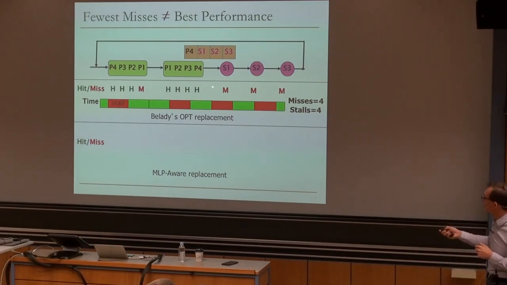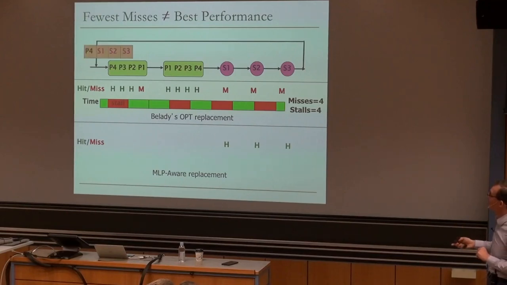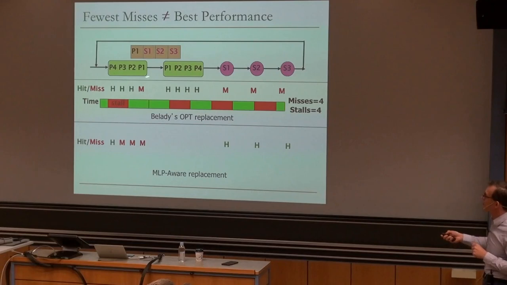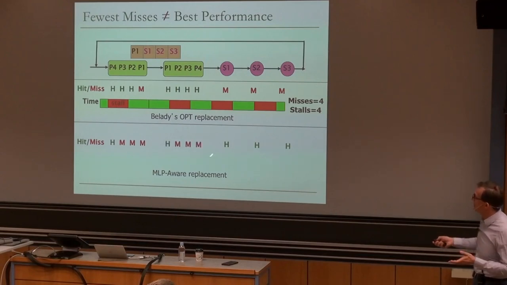And the state of the cache at this point will be P4, S1, S2, S3. That's why we start from there. So you'll get hits on these blocks, and let's see what happens over here. Yeah, P4, that will hit. Everything else will miss. That's fine. And then you replace P4 with P1, and you want to keep S1, S2, S3 in the cache because they're serial, they're more costly. And when you get here, you'll get three misses again.